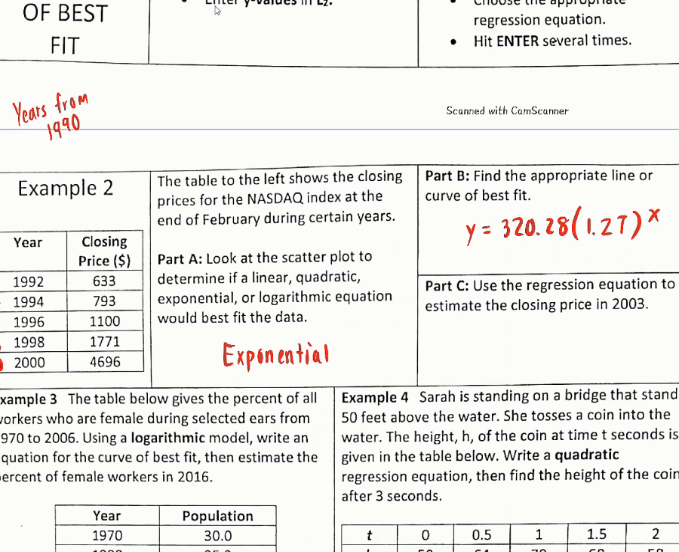Next, use this equation to estimate the closing price in 2003. So here's the hardest question I'm going to ask you for this problem. Do I put 2003 in there? No. I put 13. Why 13? Exactly. We did years from 1990, and 2003 is 13 years from 1990. So go type in your calculator, 320.28, open parenthesis, 1.27, raised to the 13th power.